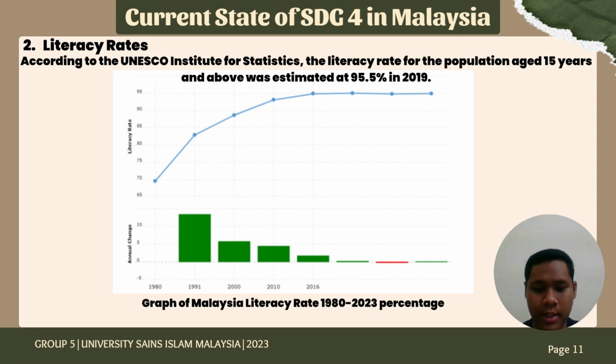Malaysia literacy rate for 2019 was 94.97%, a 0.12% increase from 2018. Malaysia literacy rate for 2018 was 94.85%, a 0.23% decline from 2017. Malaysia literacy rate for 2017 was 95.08%, a 0.2% increase from 2016. And finally, Malaysia literacy rate for 2016 was 94.88%, a 1.76% increase from 2010.